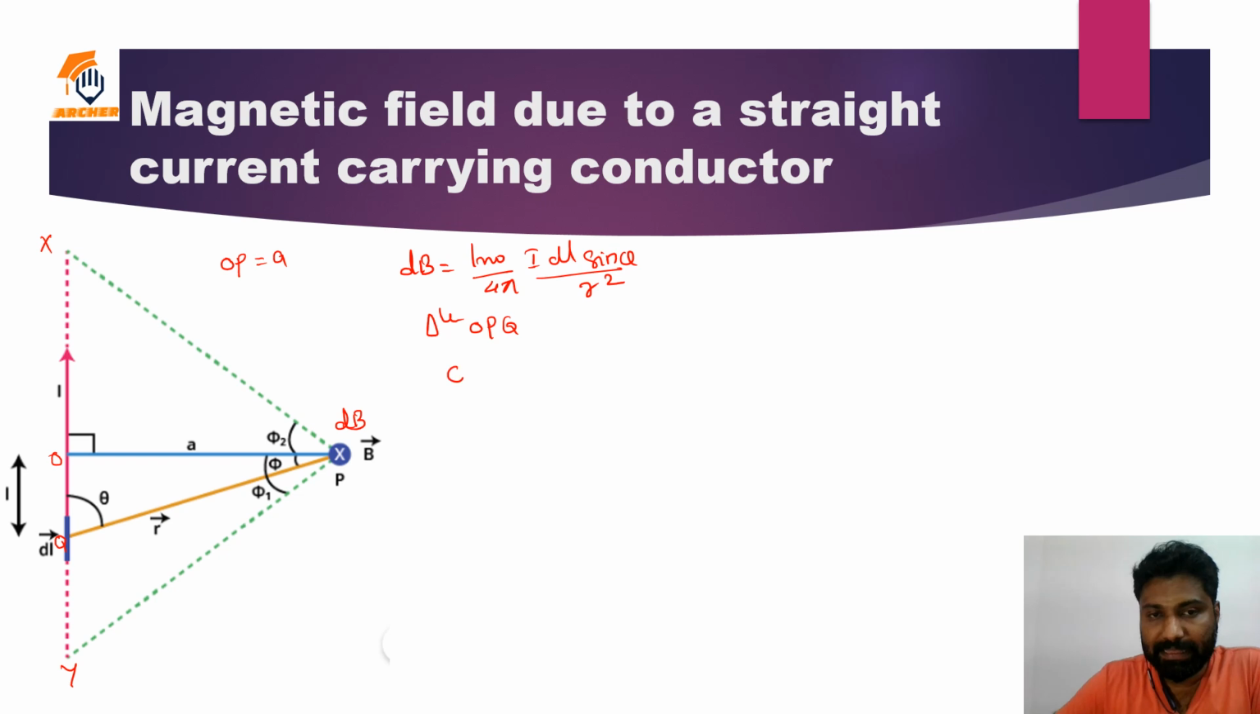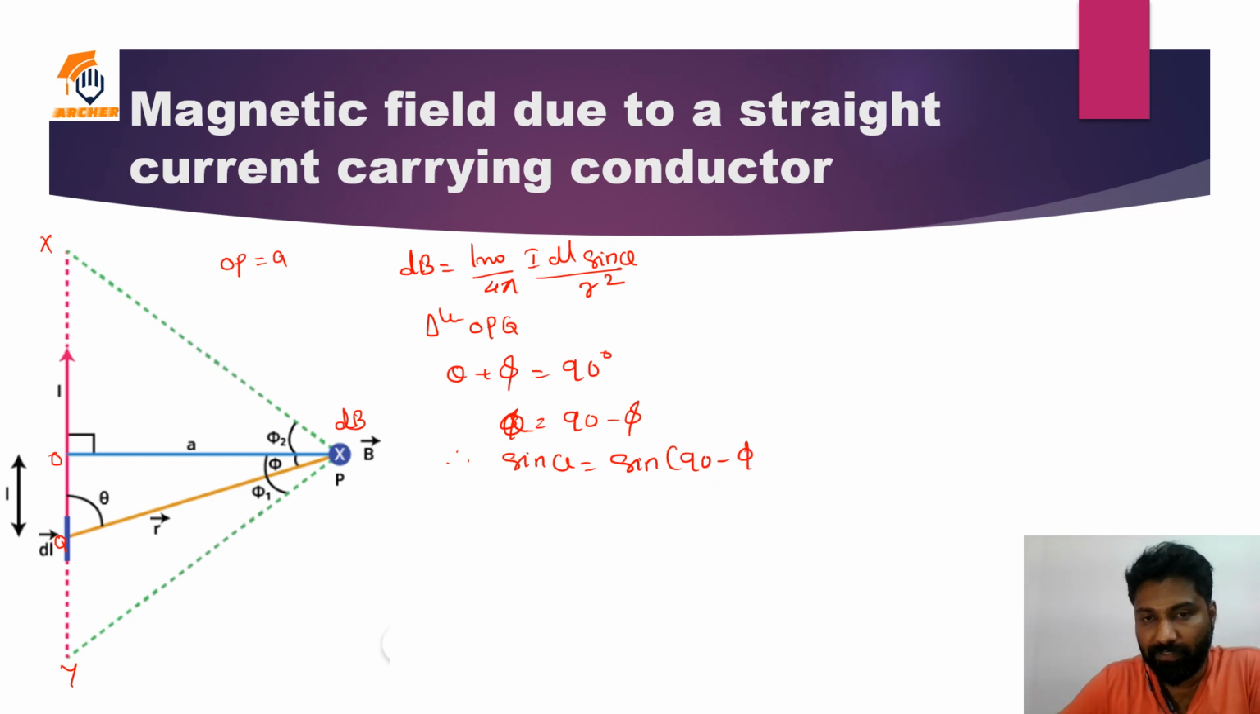what is theta plus phi? Theta is this and this angle is phi. So theta plus phi gives 90 degrees. So theta is equal to 90 minus phi. Therefore in this equation, sine theta we can write as sine of 90 minus phi, which will give cos phi, right?